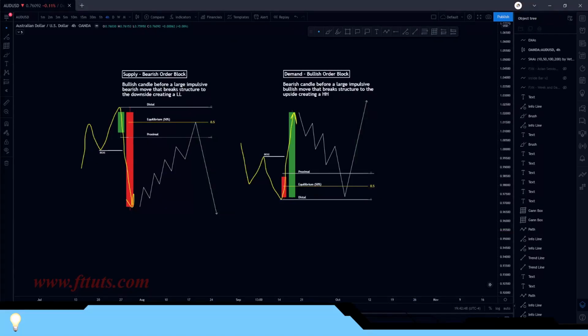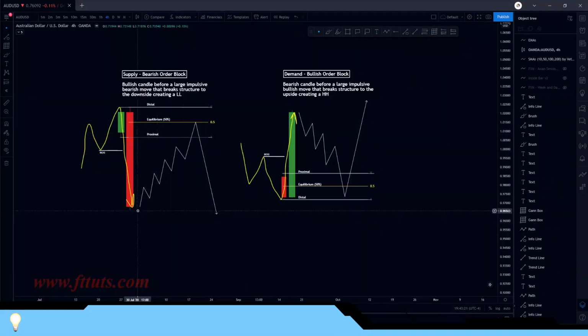A supply zone or a bearish order block is essentially a bullish candle before a large impulsive bearish move that breaks structure to the downside, creating a lower low. And essentially the way we want to trade this is price gravitating back to the order block, since this would have left inefficiency in the market, or imbalance.